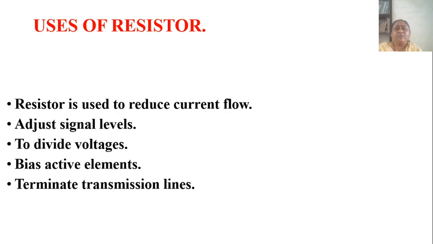Now uses of resistors. Resistors are used to reduce current flow. Also it is used to adjust signal level, and to divide voltages. Resistors are also used for biasing active components, active elements, and also for terminating transmission lines.